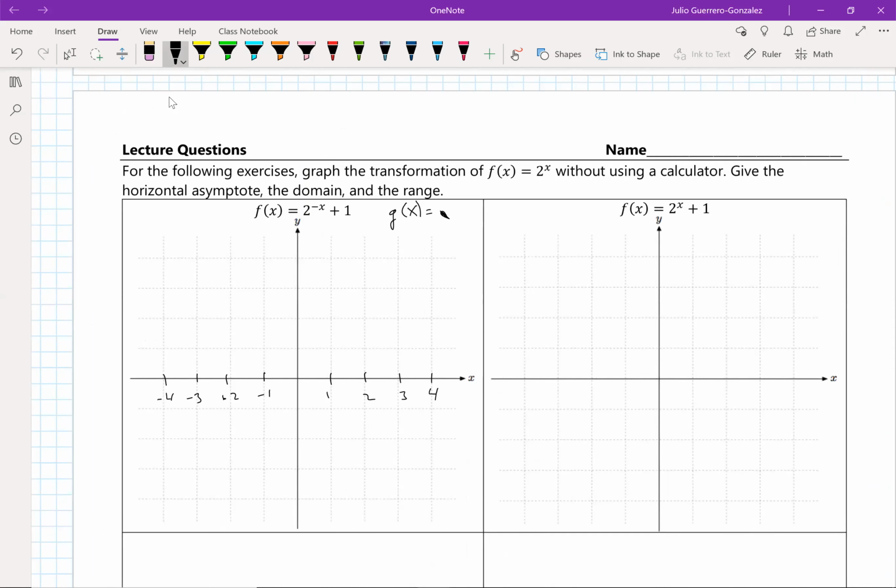How about graphing this one first? Graphing the base function, so 2 to the x.